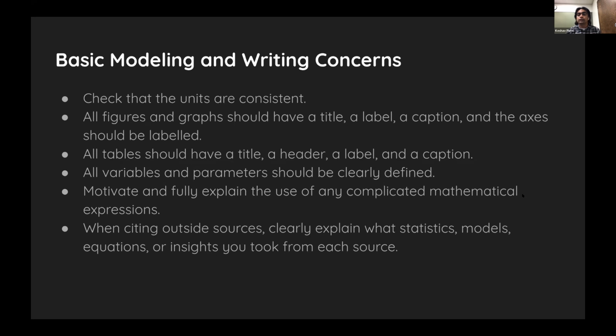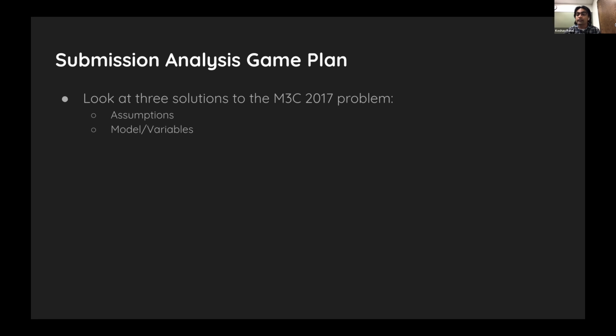And today what we're going to do is look at other people's solutions with this in mind, so that we can think about what should go into our own presentations, our own reports. As I mentioned, our game plan for today is to look at 3 different solutions that teams have given to the 2017 first part of the problem. In particular, we're going to spend a lot of time thinking about the assumptions that each team made, the model they made and the variables they used in the model, and how they presented their results.